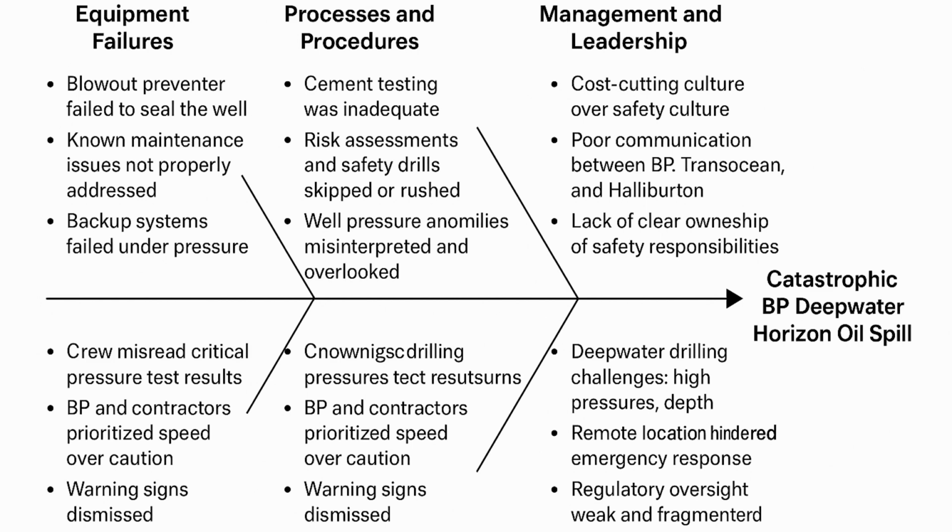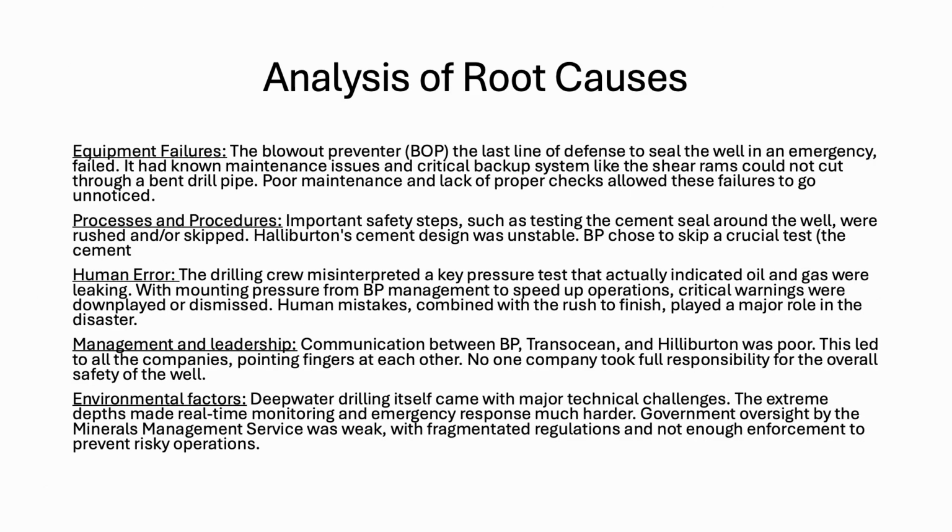The blowout preventer that was supposed to seal the well in an emergency failed to do so. It was later discovered that the preventer had serious design flaws and mechanical failures, and records show that these issues were known but not addressed. Additionally, the backup system, the shear rams that were supposed to cut through the drill pipe, could not cut through the pipe as it was bent. This failure shows how equipment in high-risk operations must be robust, maintained, and tested.